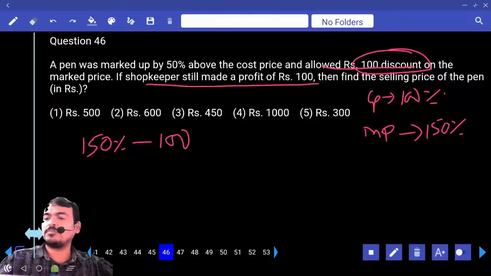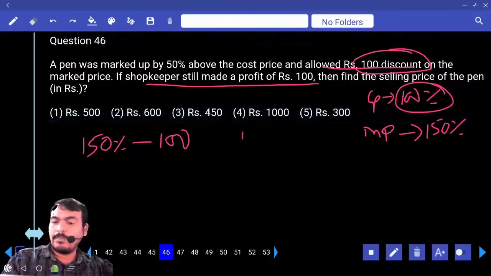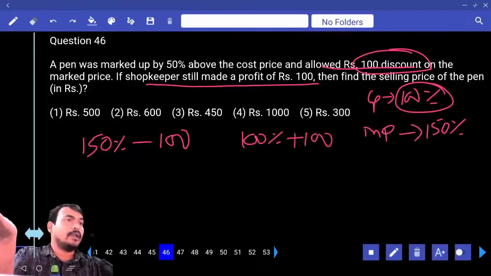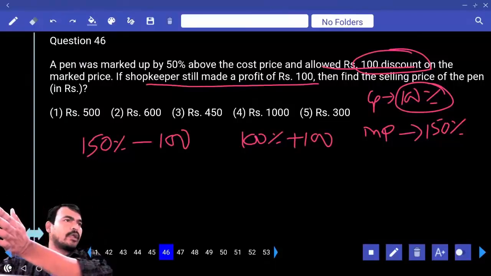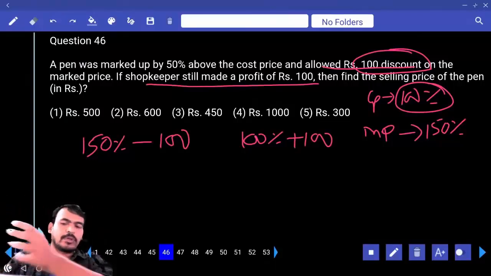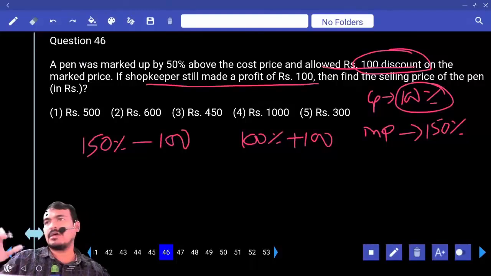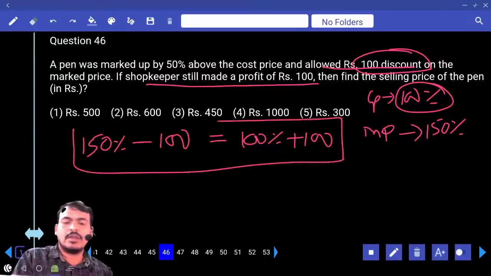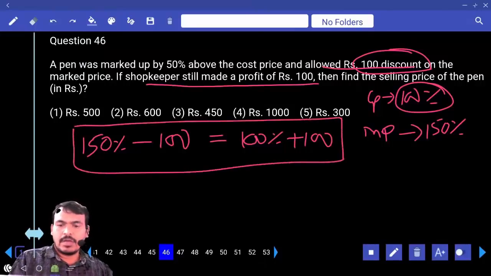Profit is how many rupees? 100. What is the cost price? 100%. Plus profit is how many rupees? 100 rupees or not? 100% is the cost price, 100 is the profit. Adding these two, we get the selling price or cost price? Selling price. Left hand side is selling price, right hand side is also selling price. These two are equal or not? What is the difference between 150% and 100%? 50%. 100 plus 100, 200.